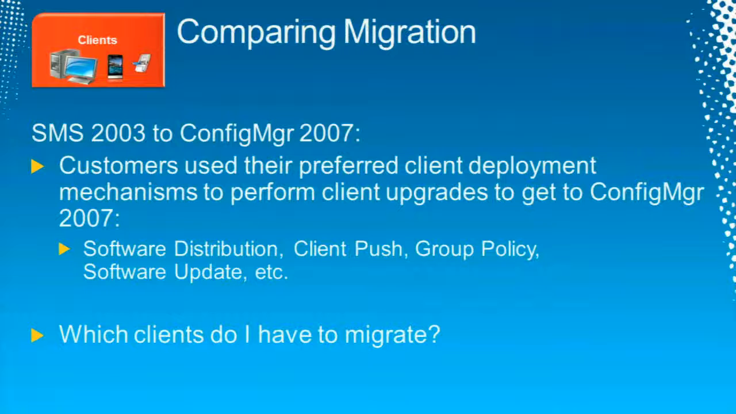So software distribution, the most popular. You could do client push. You could do software update point client install for clients, manual, any different method you wanted to. So you had a lot of different choices for how you wanted to upgrade your clients.